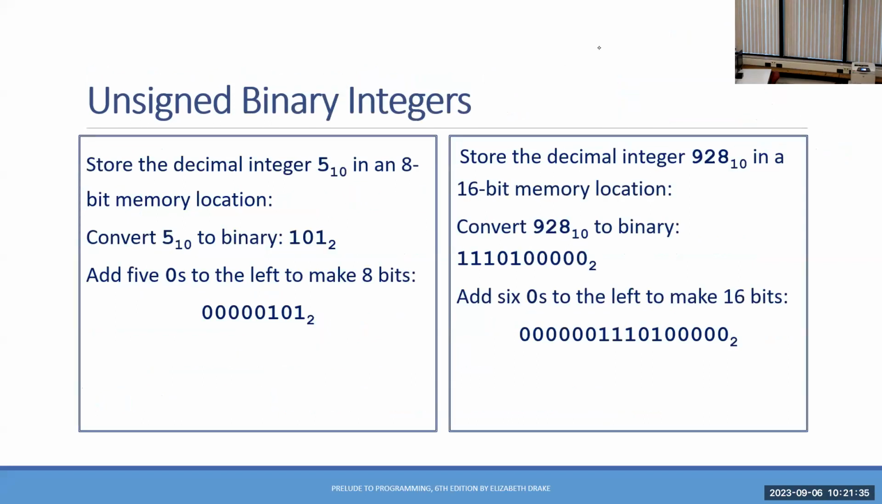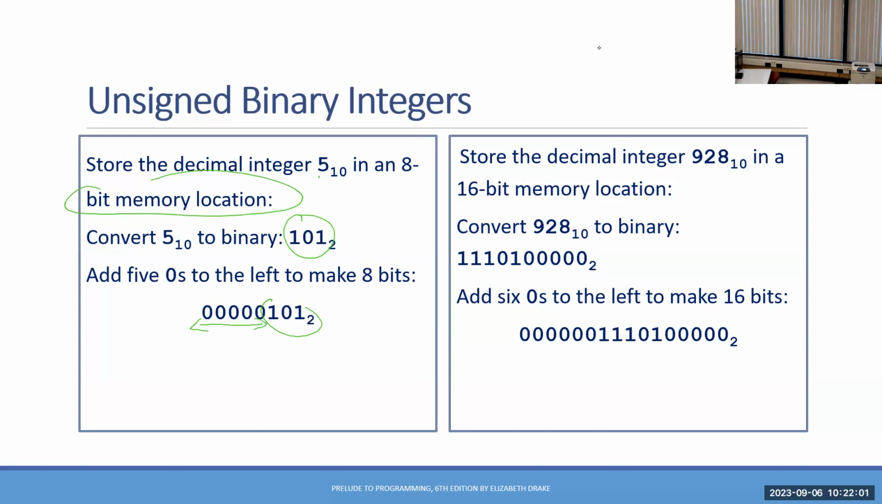So see, that is unsigned binary integer, right? To store the integer number 5 in an 8-bit memory location here, the first thing you have to do is convert it into binary. The second step is to store it in 1 byte. You need to add 0s on the left to make it 1 byte.